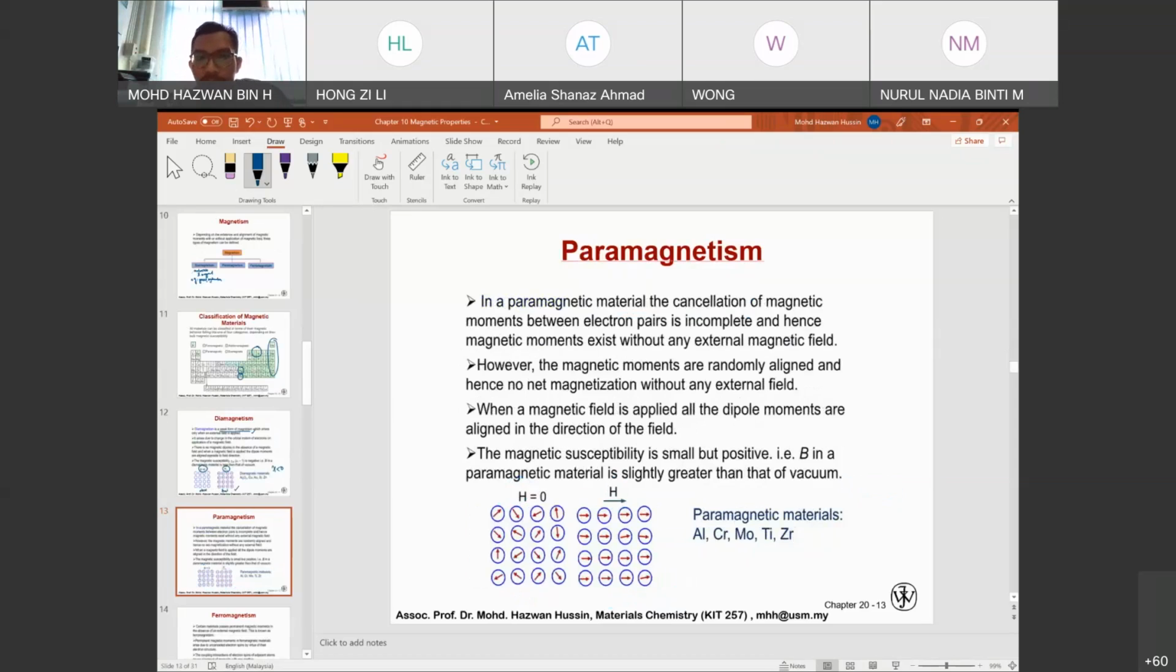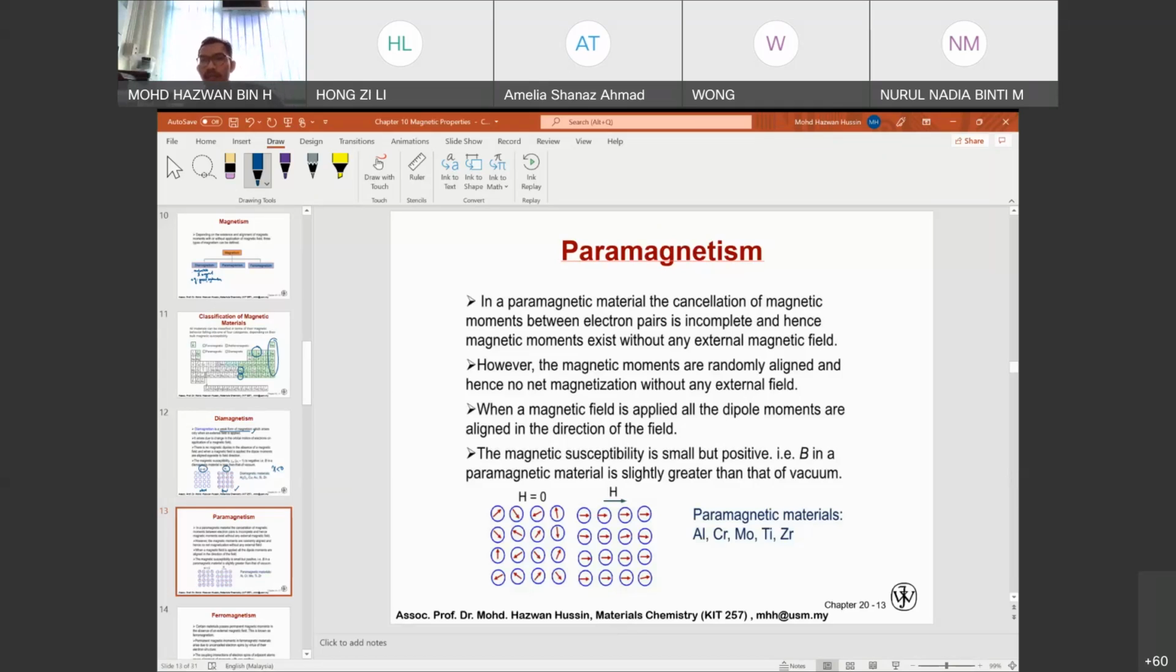Okay, so moving on to the next one, paramagnetism. In paramagnetic materials, the cancellation of magnetic moments between the electron pair is incomplete, and hence magnetic moments exist without an external magnetic field. However, the magnetic moments are randomly aligned and hence there is no magnetization without any external field. When a magnetic field is applied, all the dipole moments are aligned in the direction of the field. The magnetic susceptibility is small but positive. The induction in a paramagnetic is slightly greater than that in vacuum.